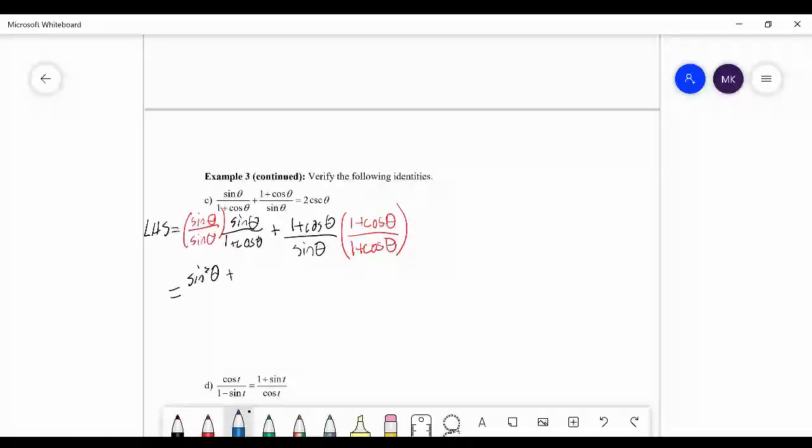Okay. I'm going to look at 1 plus cosine theta times 1 plus cosine theta. I just don't want to do 50 different steps. I don't have a lot of room, so I want to kind of simplify this process a little bit.